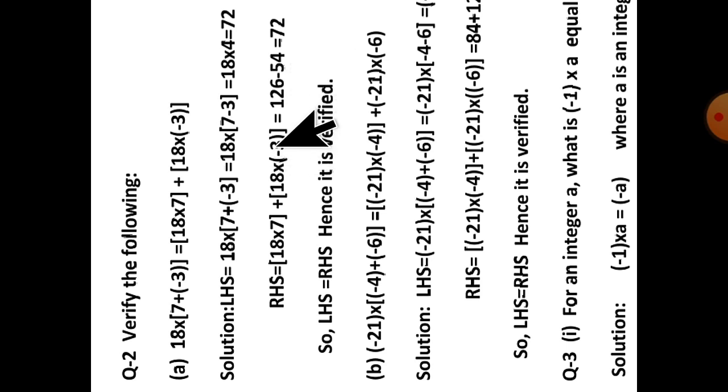So plus minus will be minus. So minus 54. So 126 minus 54 will be 72. So here both the answers are same. So LHS is equal to RHS, hence it is verified. Now let us see question number B.